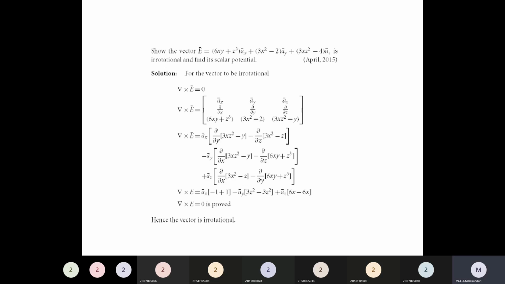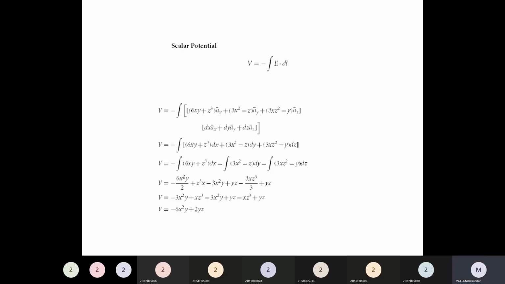Then the second part they are asking is to find the scalar potential V. So what's the formula? They are given the electric field and we have to find the potential V. So V equal to minus integral E dot dl.